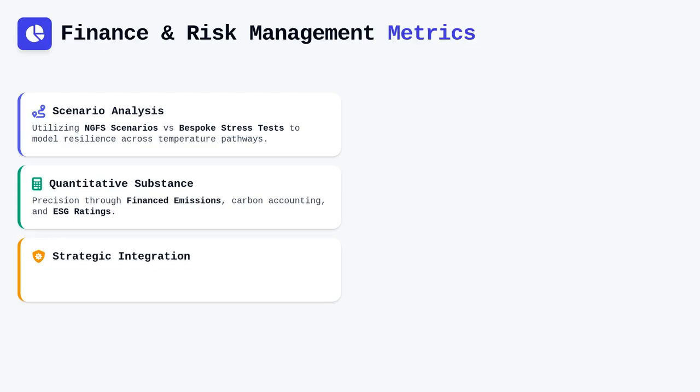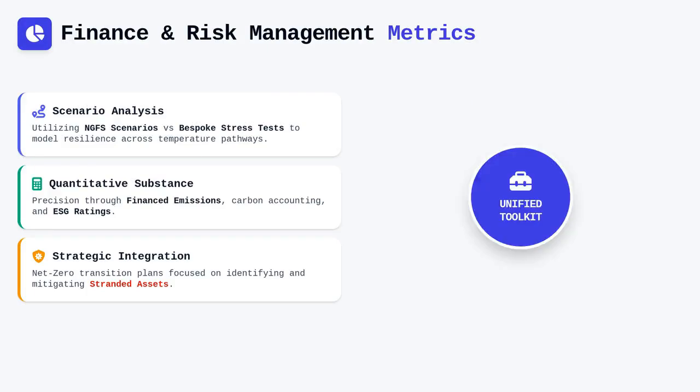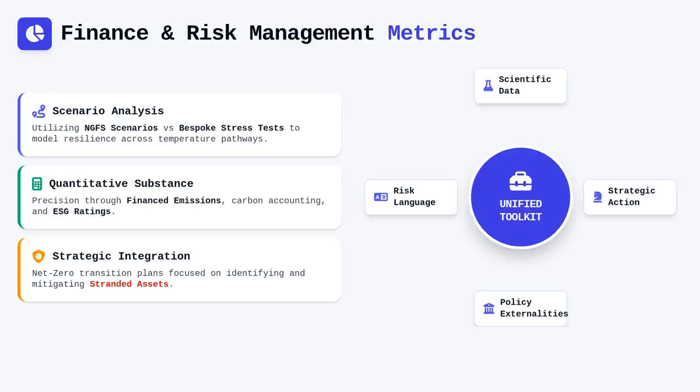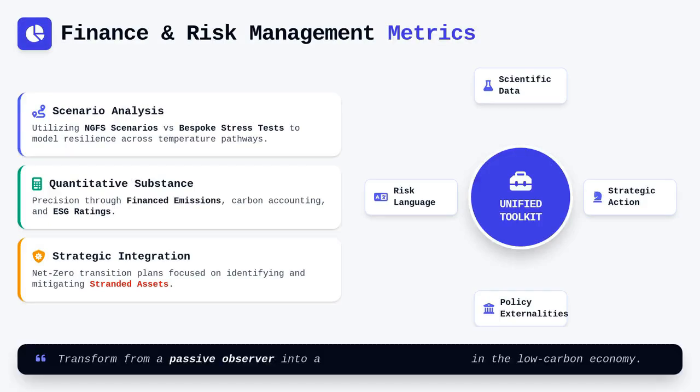Remember that portfolio metrics and targets are most effective when they are integrated into a broader net zero transition plan that explicitly recognizes potential stranded assets. As you prepare for the examination, think of these tools as a unified toolkit designed to translate scientific and policy externalities into standard risk management language. Your proficiency in these techniques is what separates a passive observer from a strategic participant in the transition to a low-carbon economy.